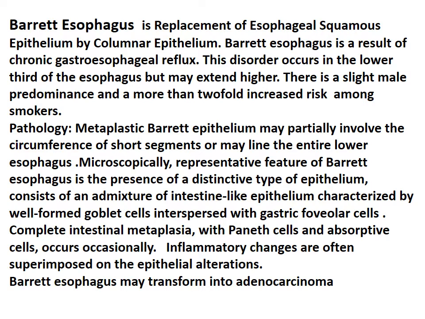What happens? There is metaplastic Barrett epithelium, usually partially involving the circumference of a short segment, or it may line the entire lower esophagus. Microscopically, we find a distinctive type of epithelium consisting of a mixture of intestine-like epithelium, here columnar epithelium, and goblet cells, with gastric foveolar cells, in the lower third of the esophagus, which is an abnormal site. Complete intestinal metaplasia with Paneth cells and absorptive cells occurs occasionally in advanced cases.